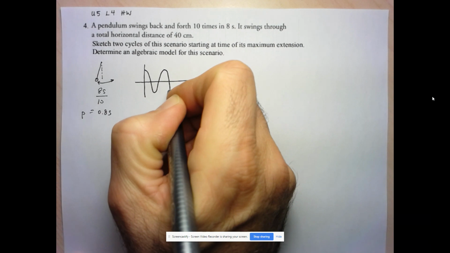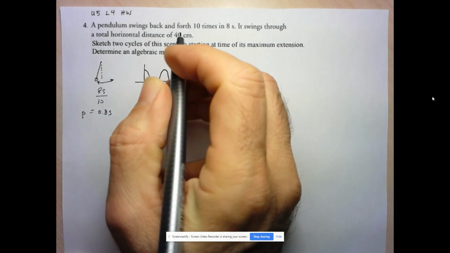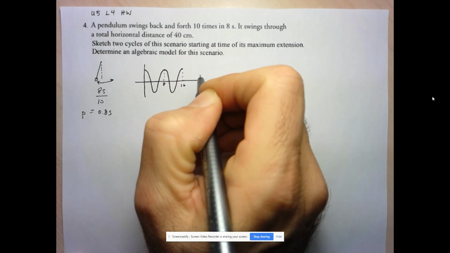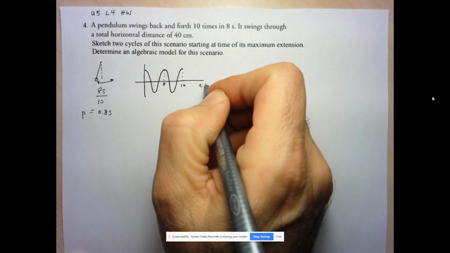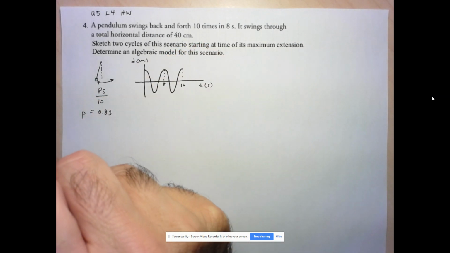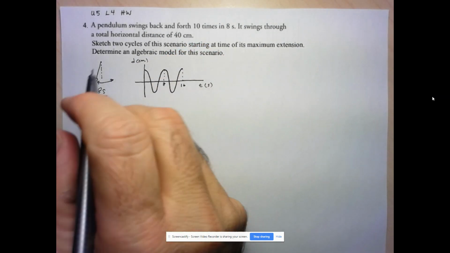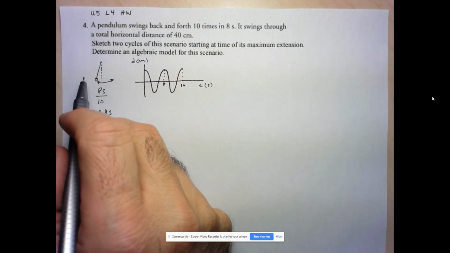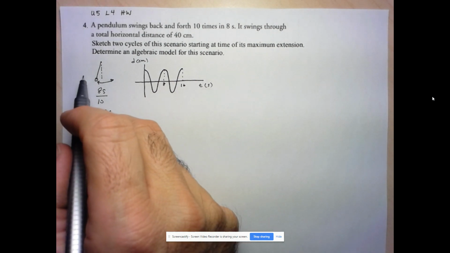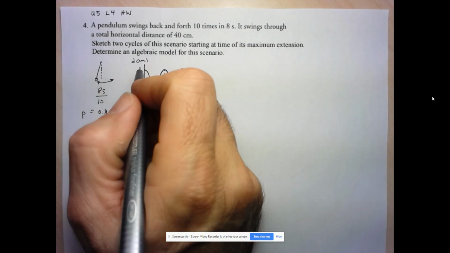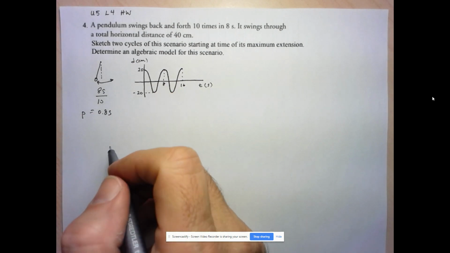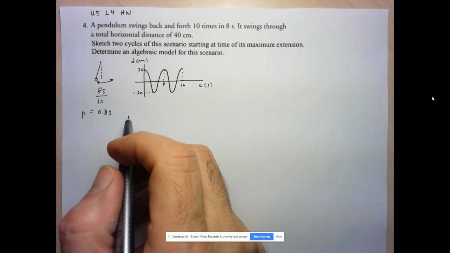And now let me just go and do another cycle. So the period would be 0.8 seconds. So that means this will be 1.6. We'll call this T in seconds, and this will be D in centimeters, which we'll define as the horizontal distance. Now we know that the total horizontal distance as it goes from its maximum extension to the other side is 40, so that means midway to the rest position is going to be 20. So that means that my Y scale is going to be 20 and negative 20. And that's as good a graph as I need for this scenario here.